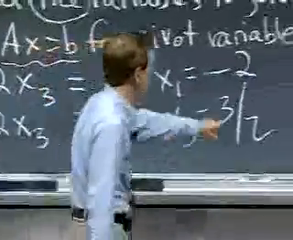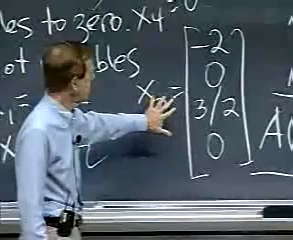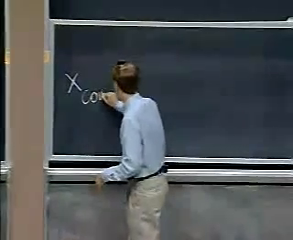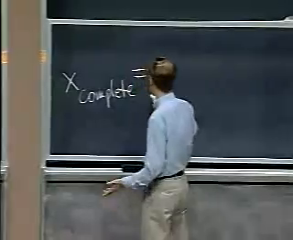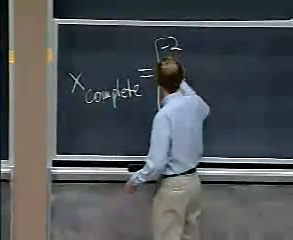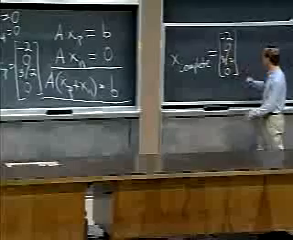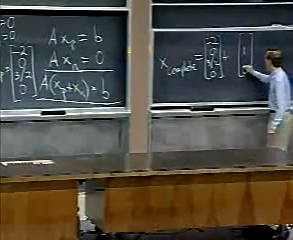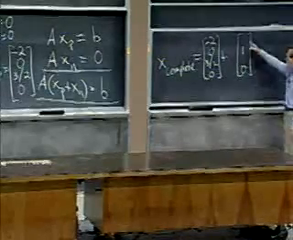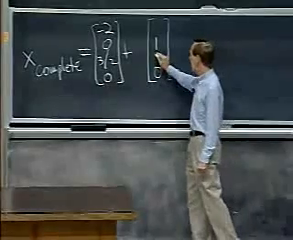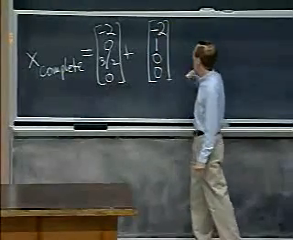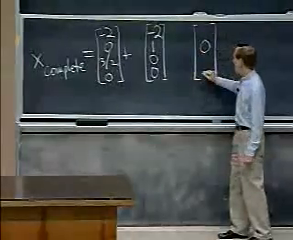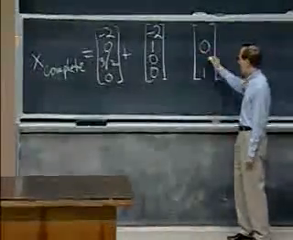Now let me write out what that will be for this example. The complete solution is x particular, which is minus 2, 0, 3 halves, 0, with those zeros in the free variables, plus, you remember there were the special solutions in the null space that had a 1 in the free variables, or 1 and 0 in the free variables, and then we filled in to find the others. I've forgotten what they were, but maybe it was that. That was a special solution, and then there was another special solution that had that free variable 0 and this free variable equal 1, and I have to fill those in.